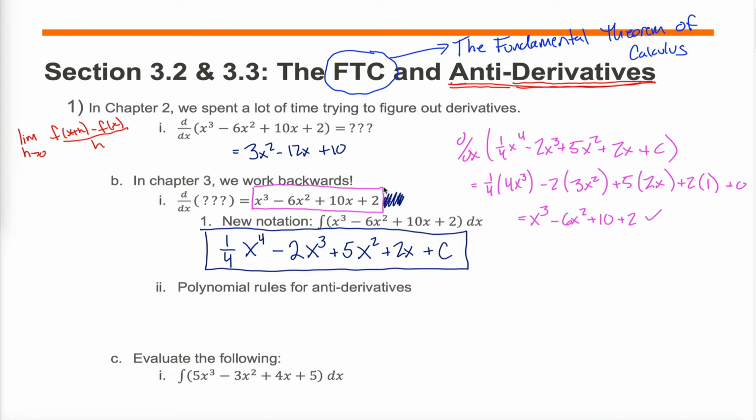If you have a hard time going from here to here, no worries. Just try your best, come up with this answer, and know that you can always check it by going back from here up to here. Although I think what you'll see is eventually, as we get more practice calculating antiderivatives, you won't need to check all these answers, but you always have that option.